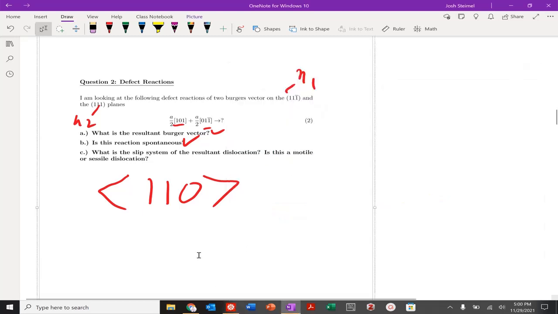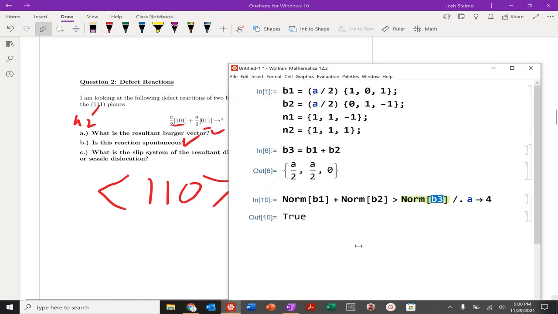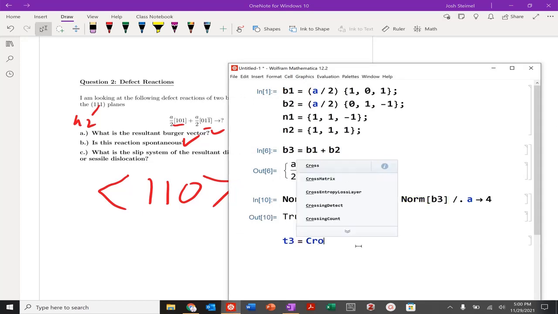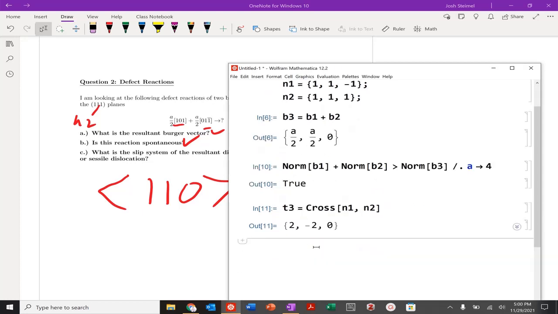So what material is this? Actually, we're not told what this material is, but let's go ahead and figure it out. We've got the direction. So this could be mobile in FCC currently, depending on if we're in that plane. Now the question becomes, what is this plane? Well, I've got my B3. My T3 is going to be equal to a cross product, because the tangent vector will lie in the intersection between those two planes. So I need to cross N1 and N2. So that will be the cross, and basically that's my T3.